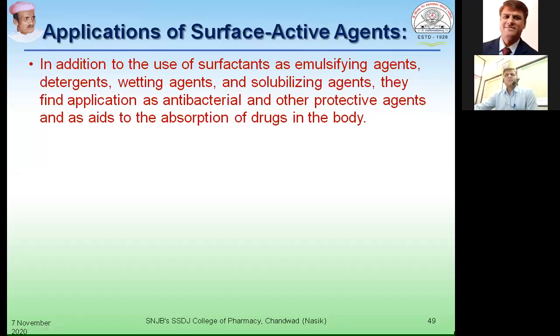As we have discussed previously, surfactants are called by different names like surface active agents, amphiphiles, tensides. So different names are there because they have so many roles to play. The use of surfactants is not only as emulsifying agent, detergents, wetting agents, and solubilizing agent, but they also find application as antibacterial and other protective agents, and as aids to the absorption of drugs in the body.